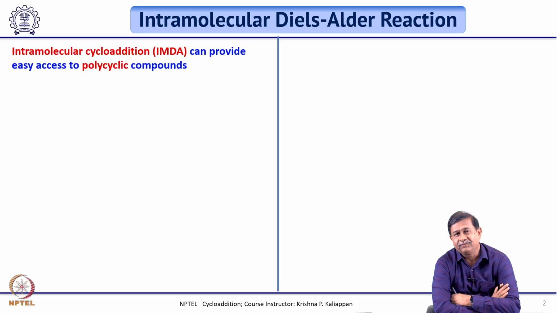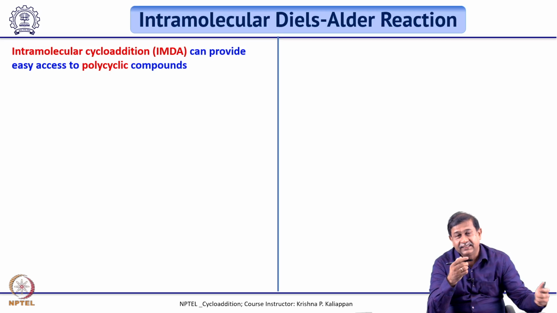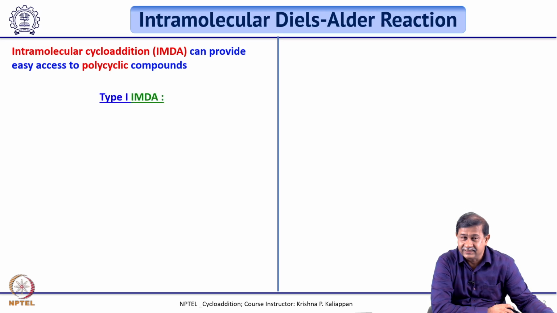So, today we will talk about the intramolecular Diels-Alder reaction. That means you have the diene and dienophile in the same system, or in other words, the dienophile is attached to the diene. In a normal intermolecular Diels-Alder reaction, you get a cyclohexene ring, only one ring. But in the case of intramolecular Diels-Alder reaction, you will get more than one ring. That is the major advantage of the intramolecular Diels-Alder reaction.